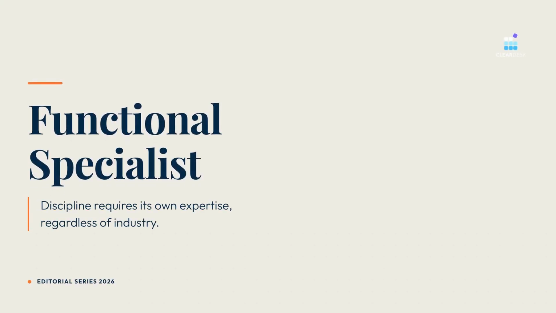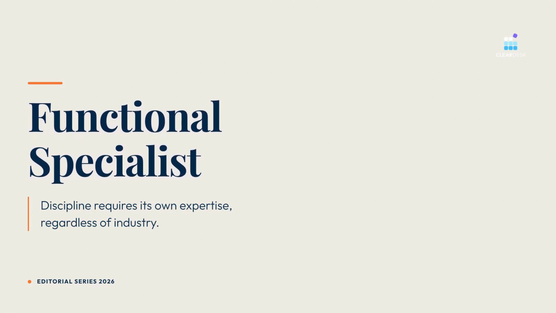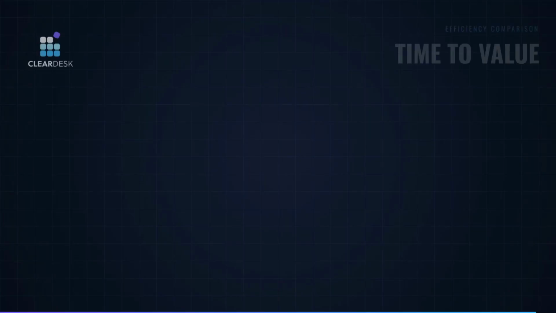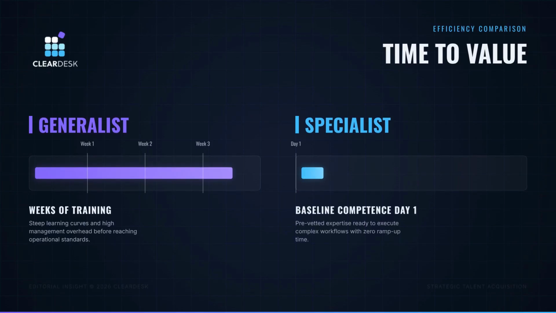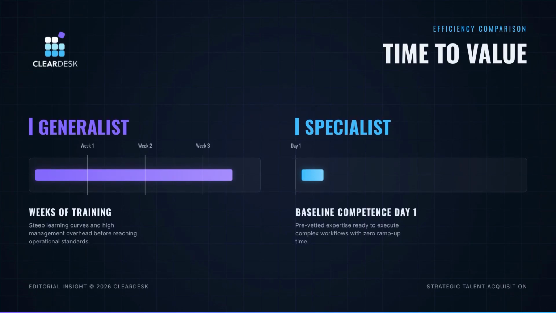The third is the functional specialist VA. This role is defined by a business function rather than an industry: bookkeeping, accounts receivable, customer support, or social media. This is the right hire when the bottleneck is a discipline that requires its own expertise, regardless of what industry you're in. Most owners default to hiring a generalist because it feels like the safer, broader bet. But if your actual bottleneck is scheduling, dispatch, or bookkeeping, a generalist VA will need weeks of additional training just to reach baseline competence. Time you could have skipped entirely by hiring for the right category from day one.